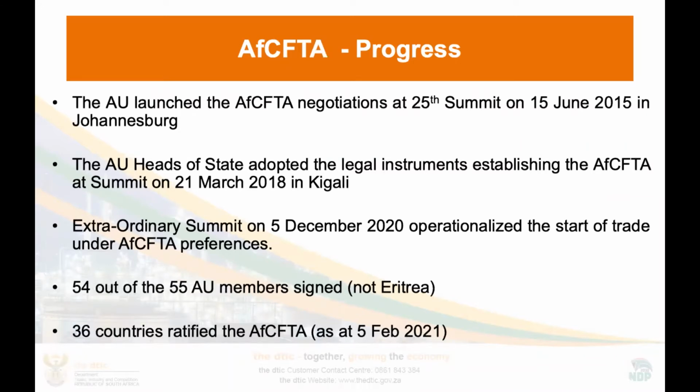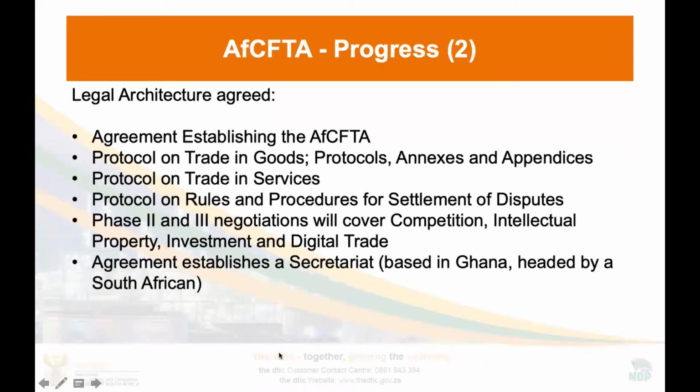In terms of progress, we have done very well, in that we only started these negotiations in 2015. In a very short period of time, we are now, in 2021, a continent that has a free trade area. This comes from the time in which the AU's heads of state decided to set legal instruments for establishing the free trade area in 2018. Then in December last year, the summit decided that we should start trading from the 1st of January this year. Of the 55 countries that are members of the ACFTA, only one has not signed, and 36 have ratified.